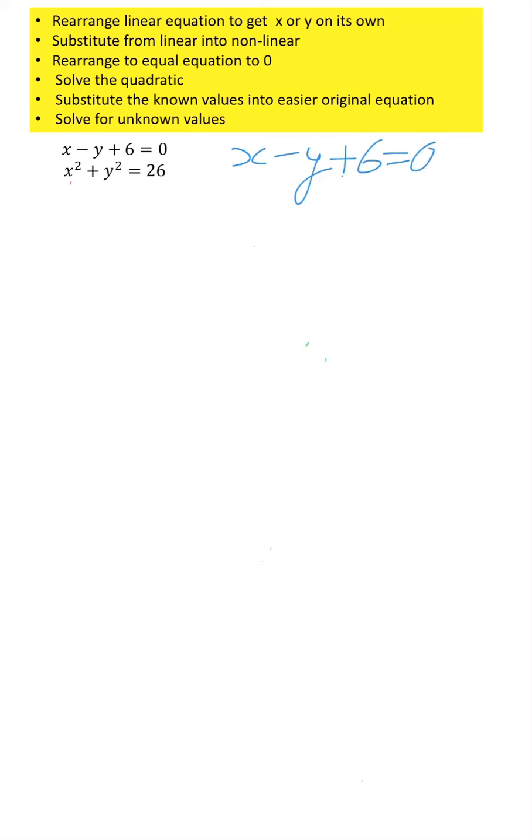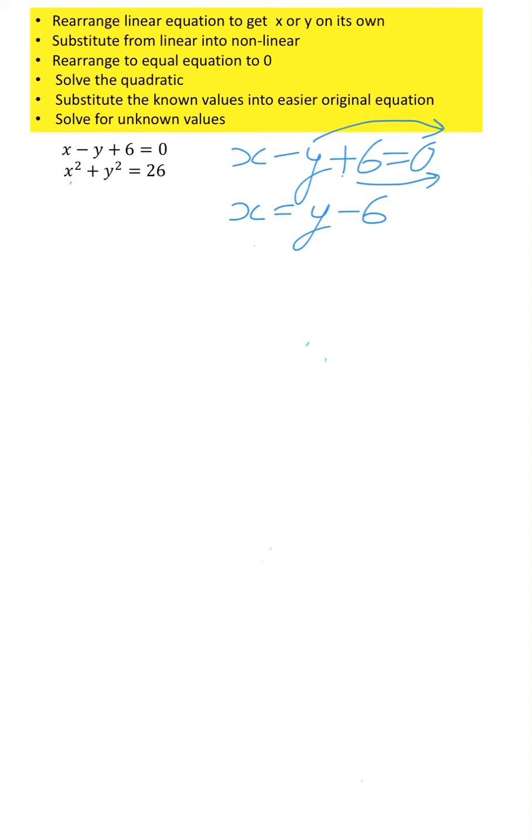So I'm going to rearrange that to get x or y on its own. Because x is already positive, the easiest thing to do here would be to bring over the minus y and the plus 6 to the other side. So then x is equal to y minus 6. So that's the first step done. We rearrange and we have x equals y minus 6. Now I'm going to substitute this into the nonlinear equation.